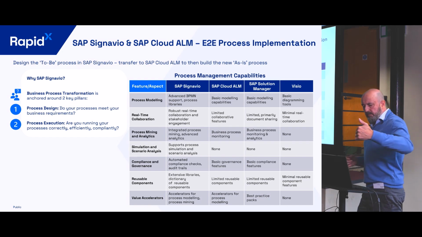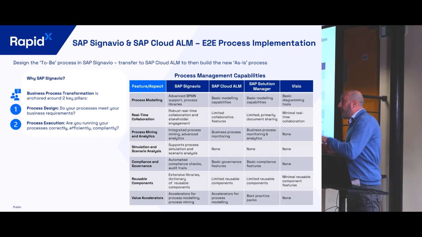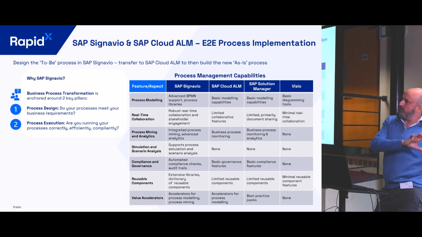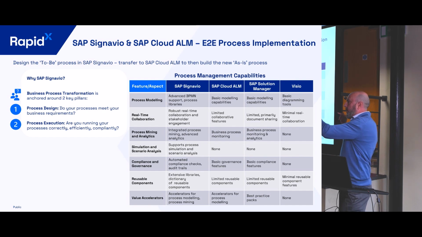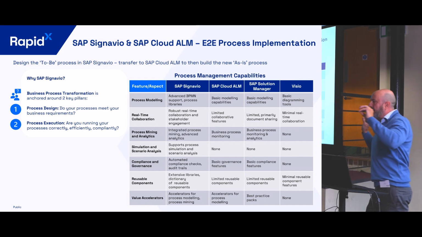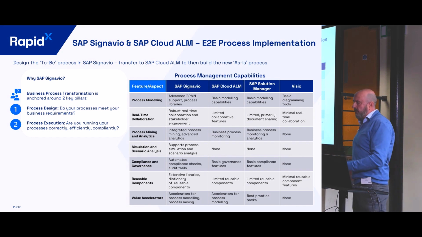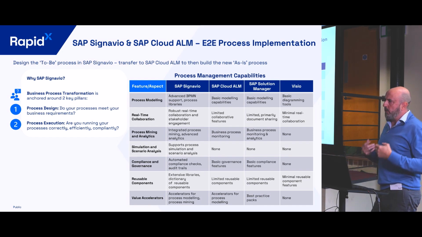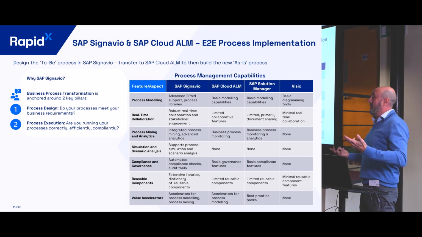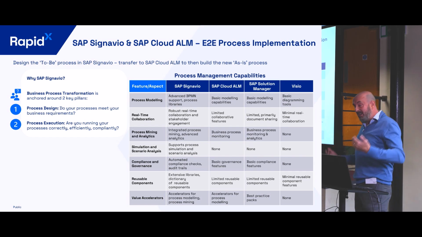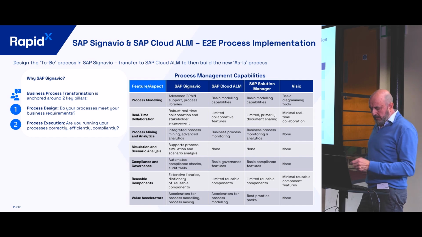And finally, we talk about value accelerators. Now, SAP Signavio also comes with best practice content, which mimics what we see in SAP Cloud ALM. So when we're talking about the interoperability between those two systems, there's actually consistency between them in terms of the best practice content and the processes and the process models that are available there for organizations to essentially kickstart their transformation journey. You don't need to start from scratch. You have a lot of help available to you.